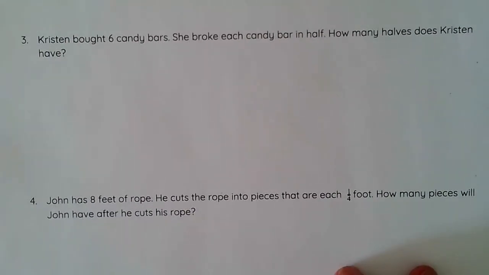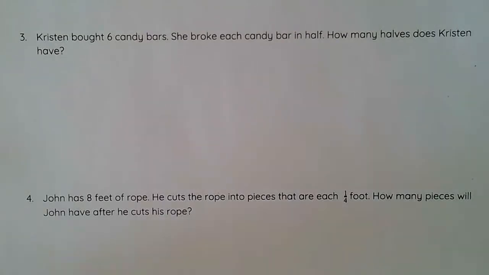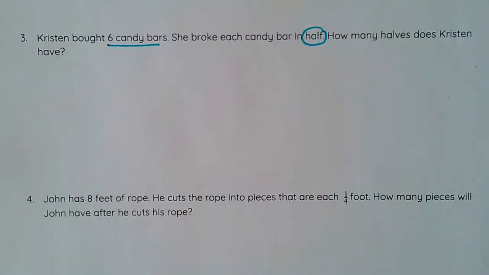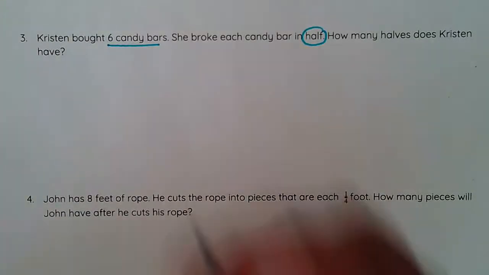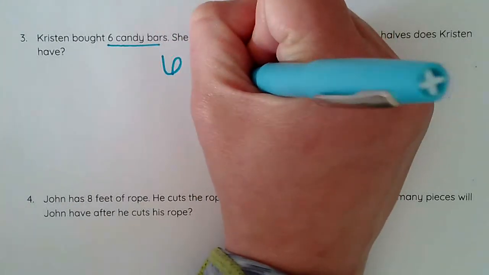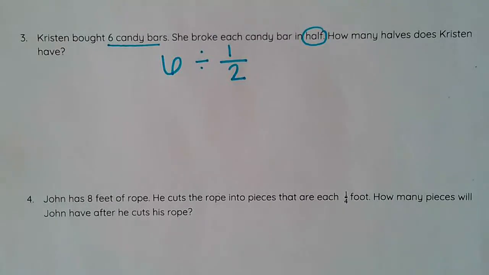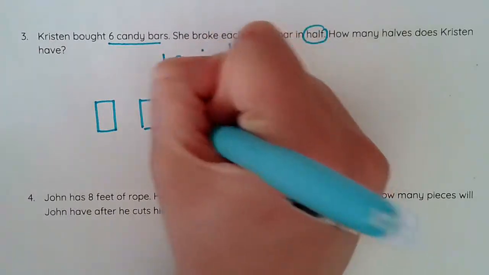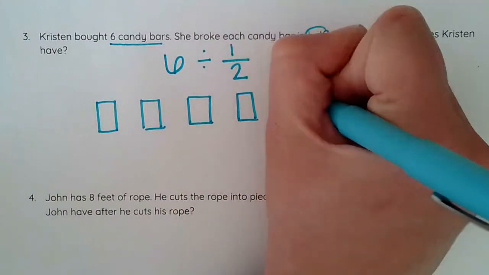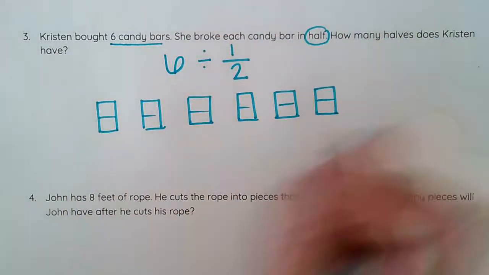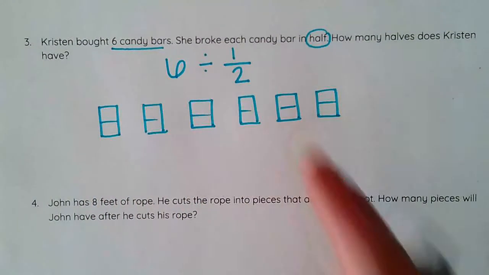All right. Let's transfer this down to our word problems here. It says Kristen bought 6 candy bars and she broke each candy bar in half. So she started with 6 candy bars and she broke them in half. Okay, so I'm going to write out my expression first. I've got 6 candy bars being divided into half. Okay, so I draw my 6 candy bars here. I've got 1, 2, 3, 4, 5, 6 candy bars, and I divide them all into halves. So they each should have 2 parts now.